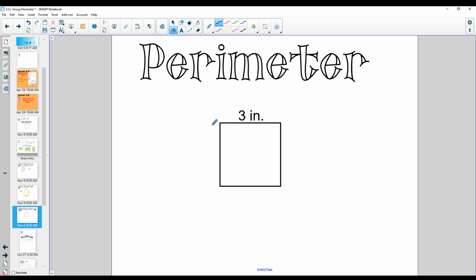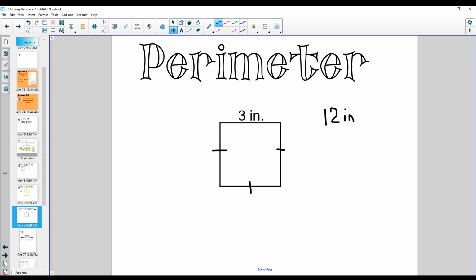Think of a square. What do you know about a square? Yes, that all sides are equal. So if we're thinking of the perimeter, or the outside of the square, and we have to add up all of the sides, what would be the perimeter? We'd have 3 plus 3, which would give us 6. 6 plus 3, 9. 9 plus another 3, 10, 11, 12. The perimeter of this shape would be 12 inches.